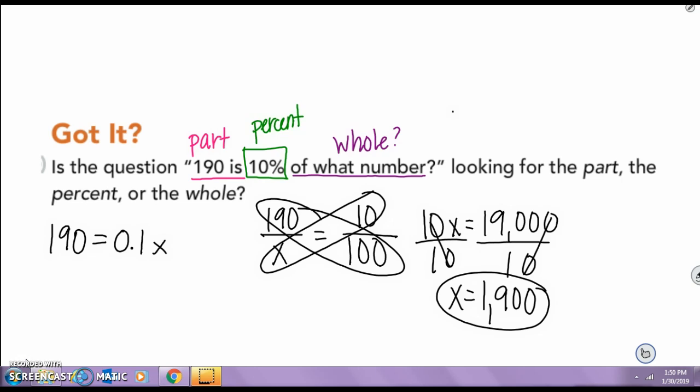As an equation, we're trying to figure out what x equals. The opposite of multiplying by 1/10 is to divide by 1/10. When we divide 190 by 1/10, we would also get that x equals 1,900. So you can decide how you would like to solve percent problems. Do you want to use an equation or the percent proportion?